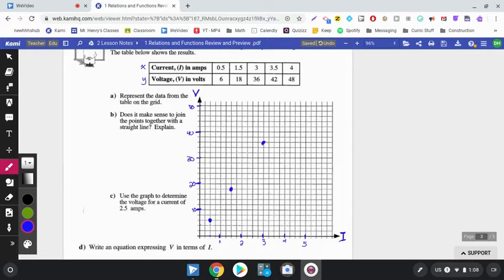And then it goes to 3.5. So the spacing is a little awkward, but that's okay. 3.5, comma 42. And the last one, 4, comma 48. So my points aren't very spread out, but there you go. And this pattern would continue on and on. I just kind of stopped talking about values. Well, then it says, does it make sense to join the plots together?